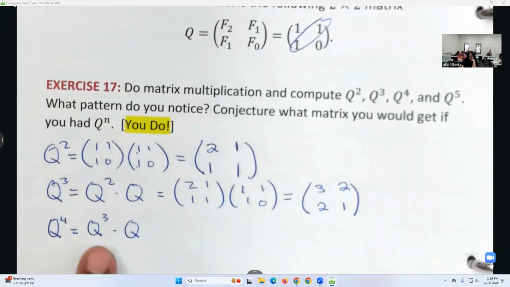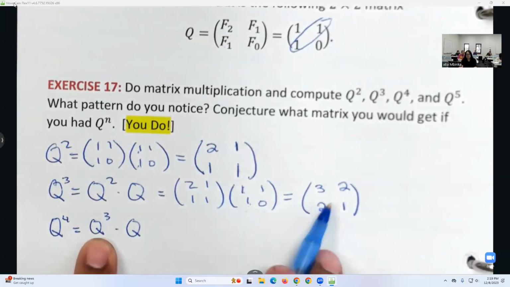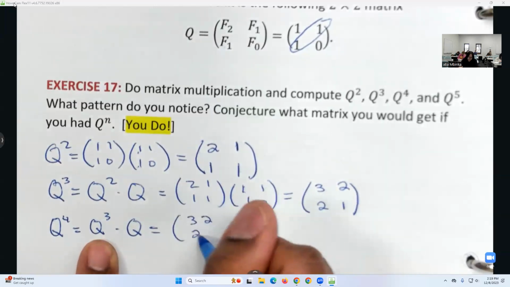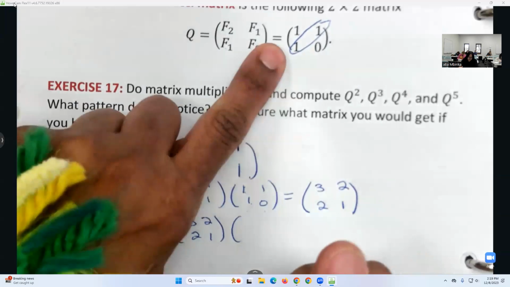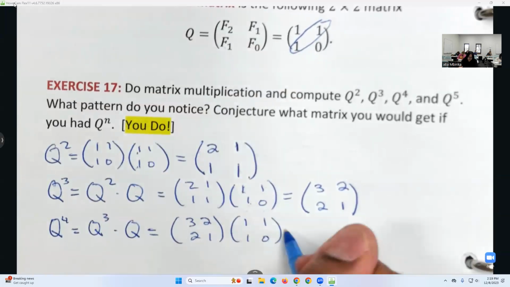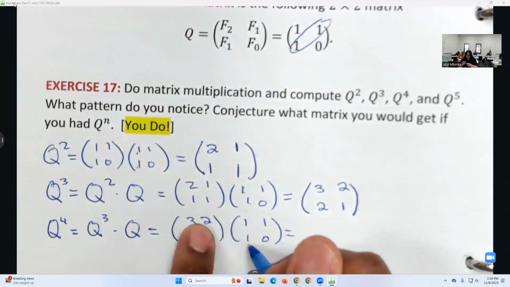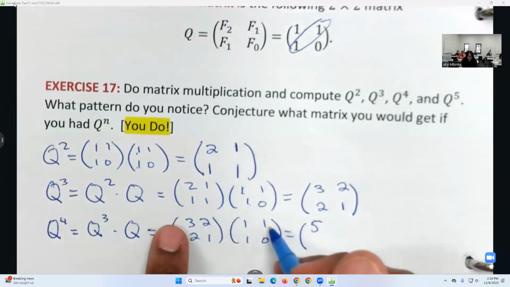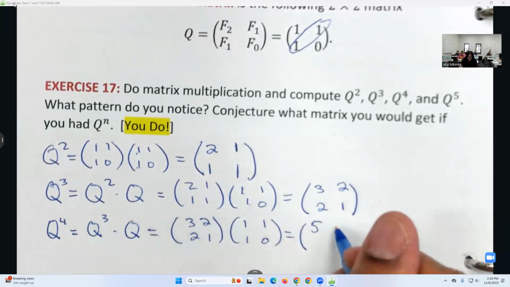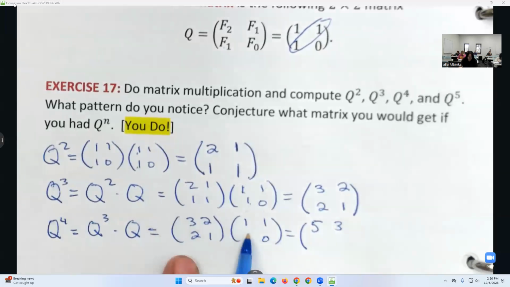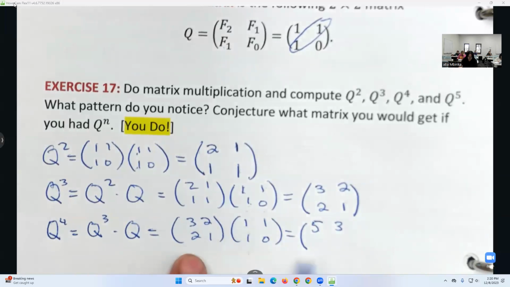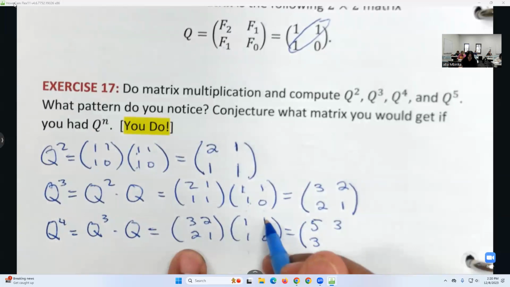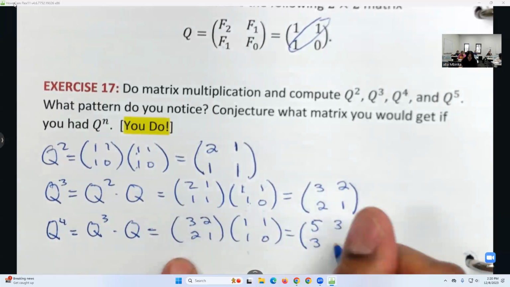Q to the 4th is just Q cubed times Q. We computed Q cubed already, this thing here. So we rewrite that as 3, 2, 2, 1, and multiplying it by our original Q matrix, 1, 1, 1, 0. And we get 3 times 1 plus 2 times 1. So 3 plus 2 is this entry. The far right entry is 3 times 1 plus 2 times 0, which is just 3 plus 0. So we get a 3. Down here, we get 2 times 1 plus 1 times 1. So this is 2 plus 1, which is also 3. And we're probably seeing a pattern here. 2 times 1 plus 1 times 0 is just 2.